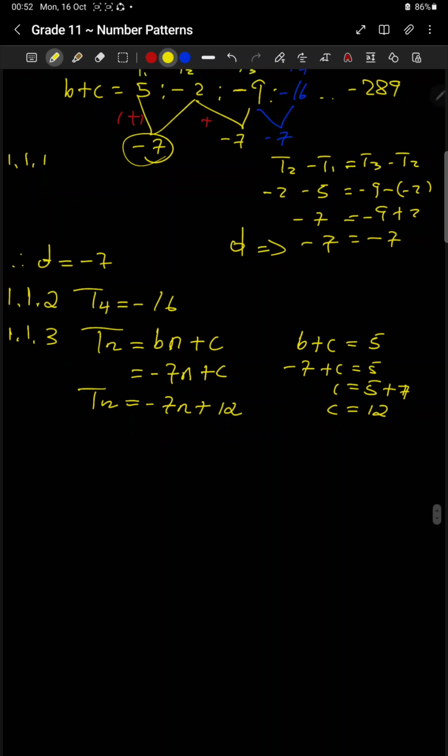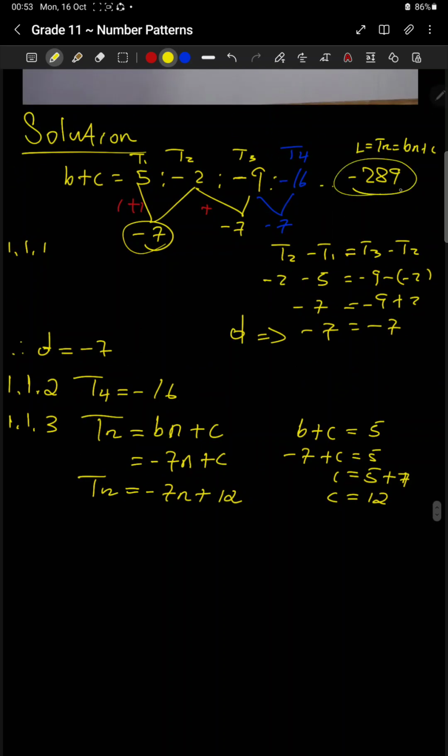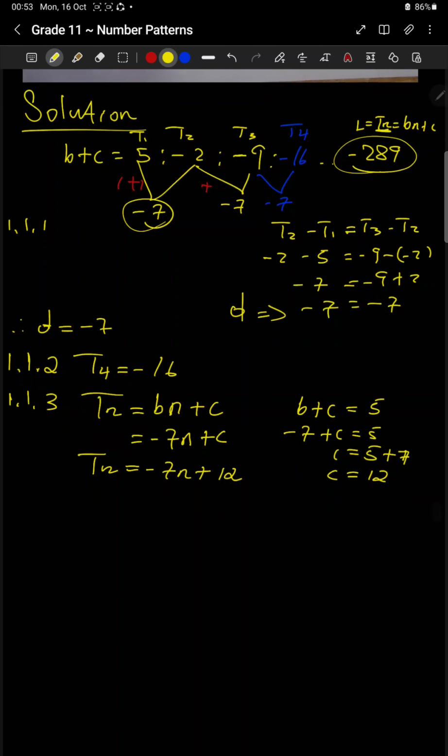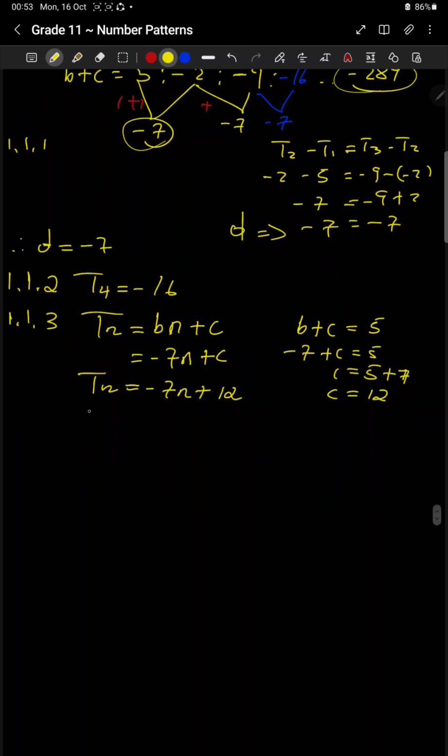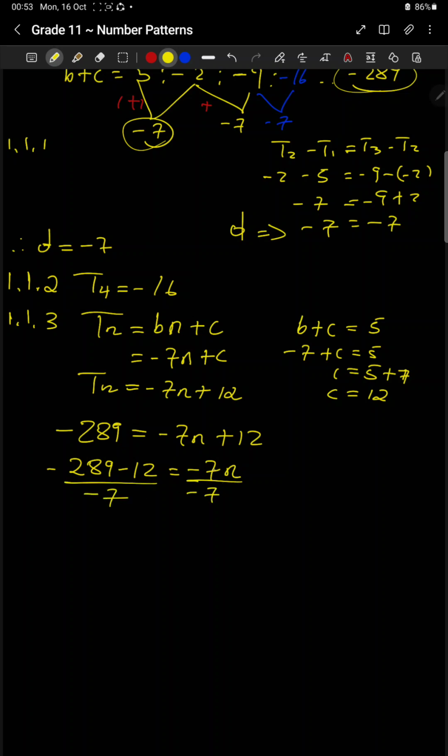So it's easy. Remember the last term there, which is equal to Tn, meaning that in the place of Tn over here, we're going to put that 289 and negative 7n plus 12. And then we transpose 12 to that side and we change the sign. It's negative 289 minus 12 and negative 7n. So without any further waste of time, we simply divide by negative 7 in both sides.